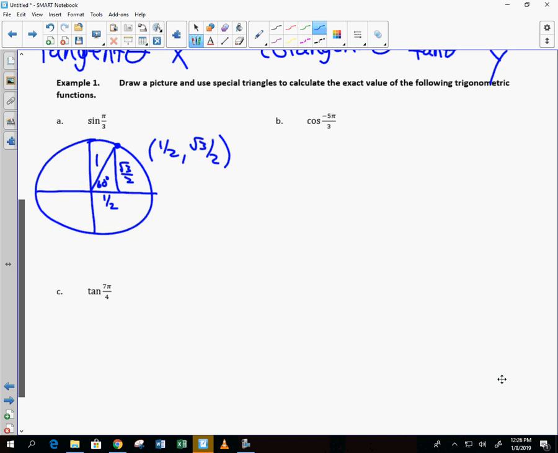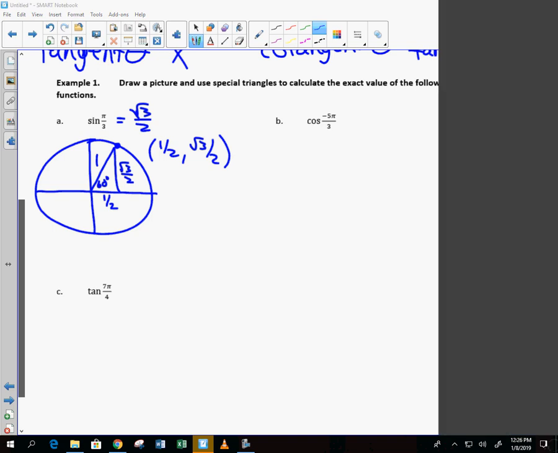So the terminal point becomes 1/2, root of 3 over 2. You did a whole assignment on finding terminal points, correct? So now, if I ask you the sine of pi over 3, it's simply the y value of the terminal point, which is root of 3 over 2. That's the exact value.